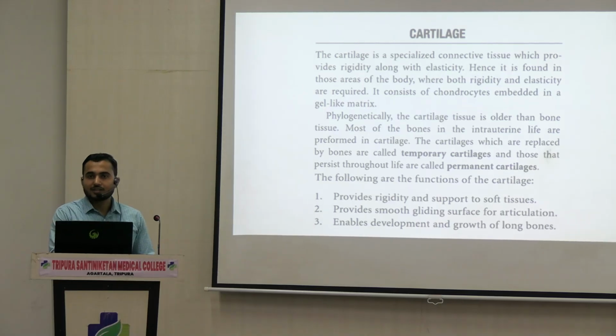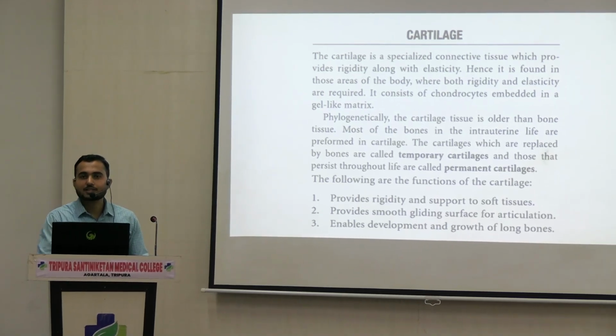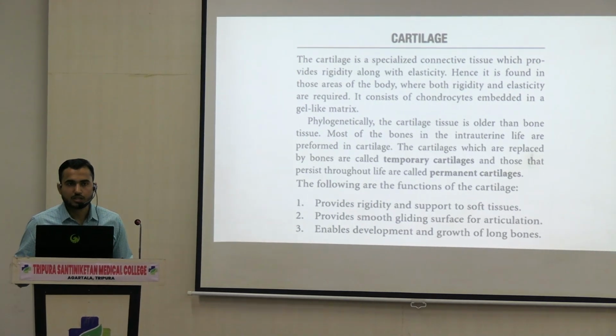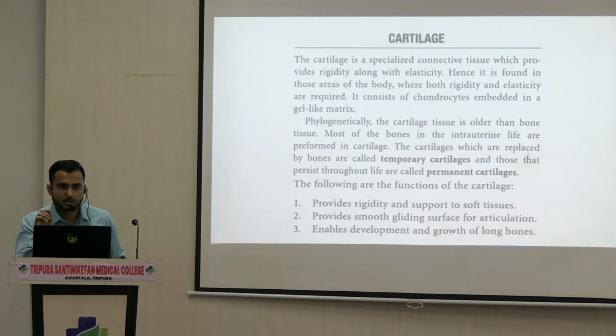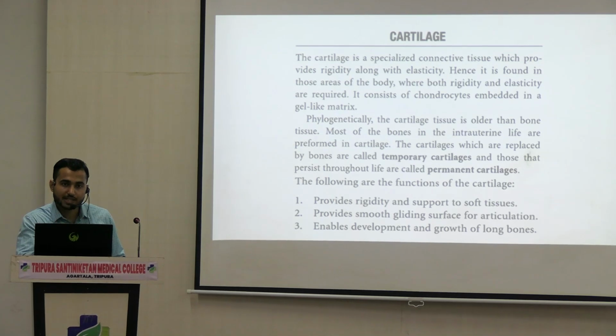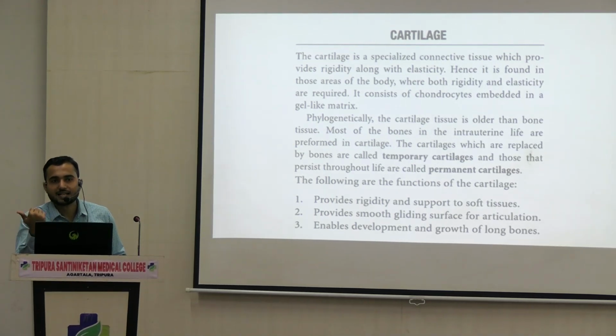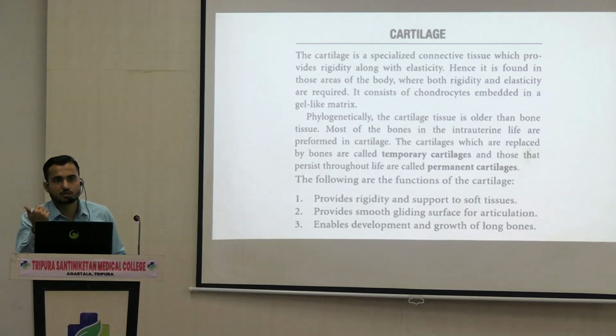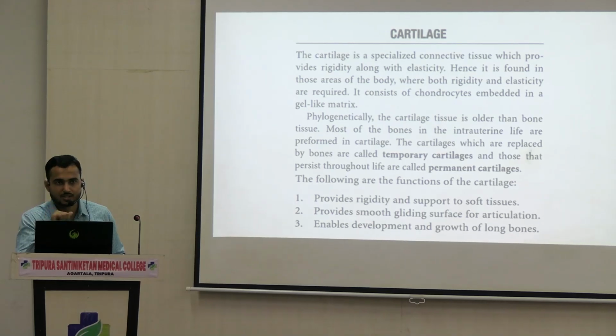Chondrocytes means these are the cells of the cartilage. The cells present in cartilage are called chondrocytes. Two different types of cells are present: one is chondrocytes, another one is chondroblast. Chondroblasts are immature cells. Chondrocytes are the mature cells, larger cells.